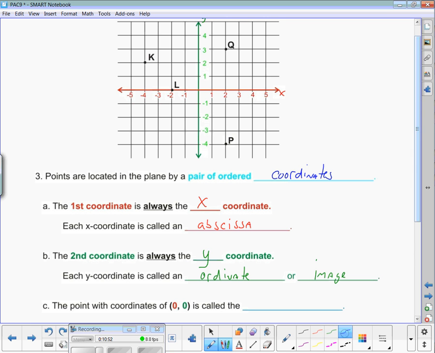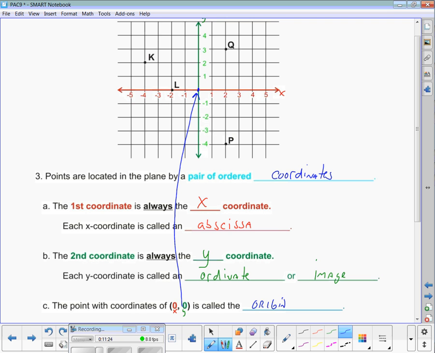And notice here the point with coordinates 0, 0, right? I'm going to take my red and put a red x, and my green and put a green y. What do we call the point with coordinates 0, 0? By the way, if you look at the Cartesian plane, it is right there, right? And what do we call that point? It is the origin.